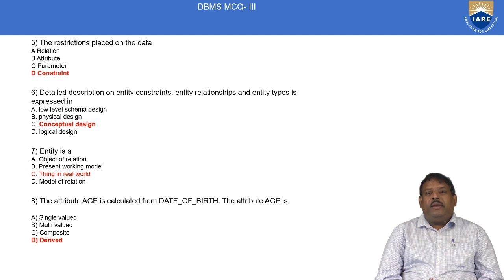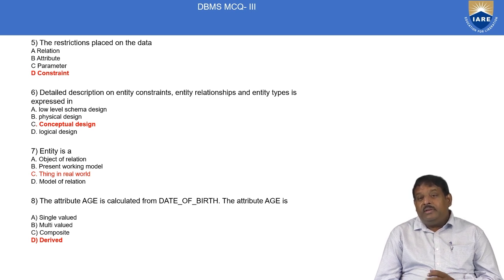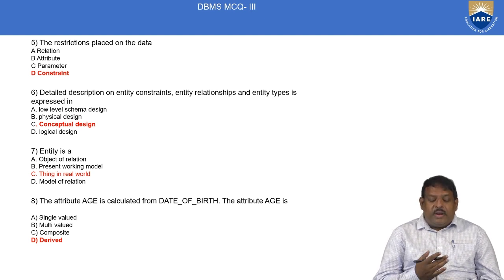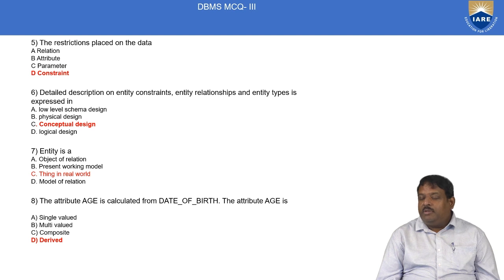Okay, now the attribute age is calculated from the date of birth. As date of birth will never change for a person, but age will change every year. So the question given to us was that an attribute age is calculated from date of birth. So based on the date of birth, and comparing with the current date, you are going to get the age. Now what is this age?